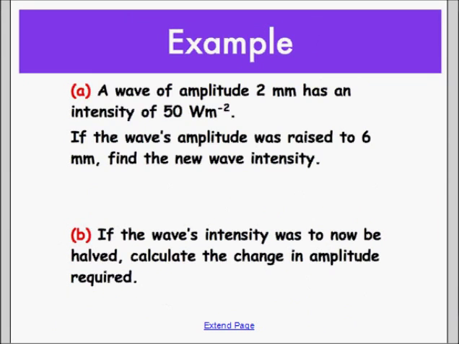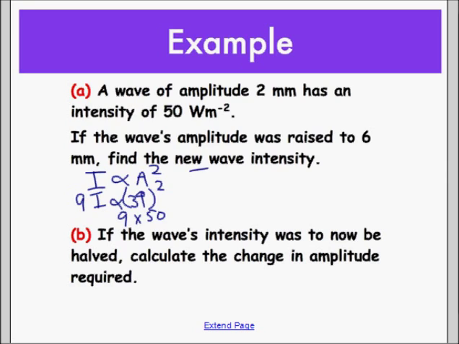So a wave of amplitude 2 millimeters has an intensity of 50. If the wave's amplitude was raised to 6 millimeters, find the new wave intensity. Because of this proportional relationship, if I go up 3 times in my amplitude and I square that rise, what's 3 squared? 9. I must get 9 times the intensity. So the answer will be 9 times 50. If I double it to 4, I'm getting 4 times the intensity, but if I go up 3 times, I get 9 times the intensity.